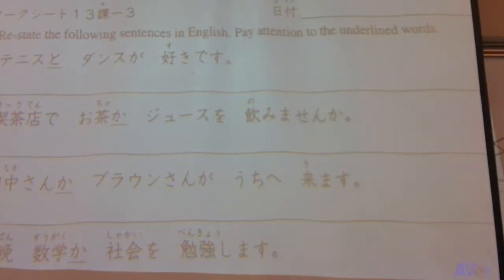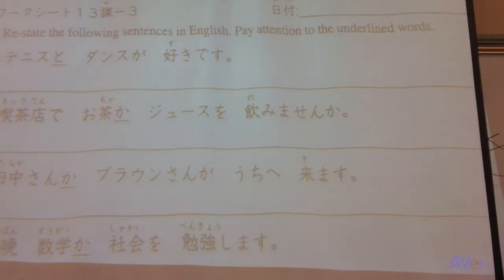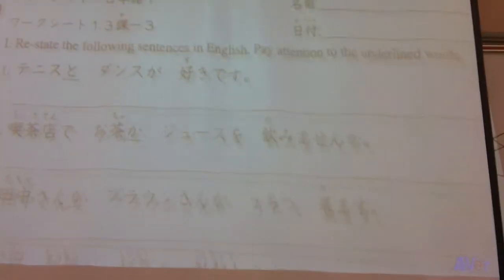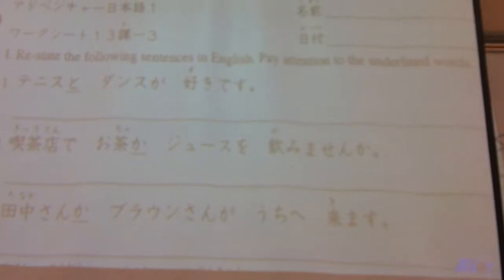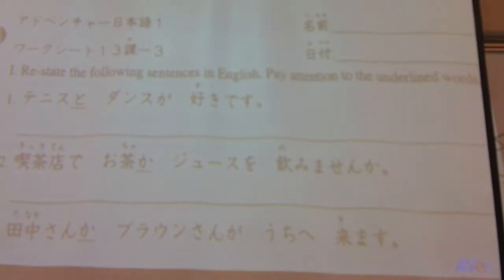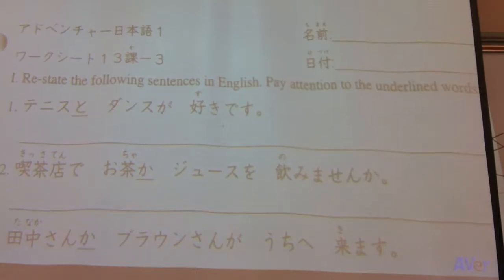Okay. So restate the following sentences in English. Pay attention to the underlined words. Number one, Jonathan-san: テニスとダンスが好きです. So English? I like tennis and dancing.